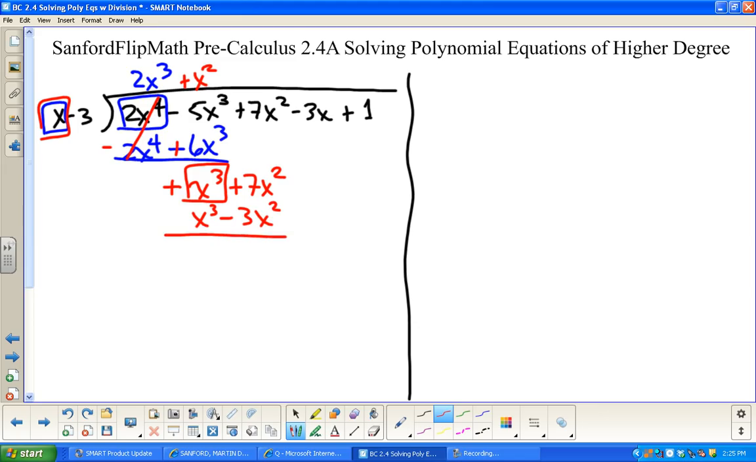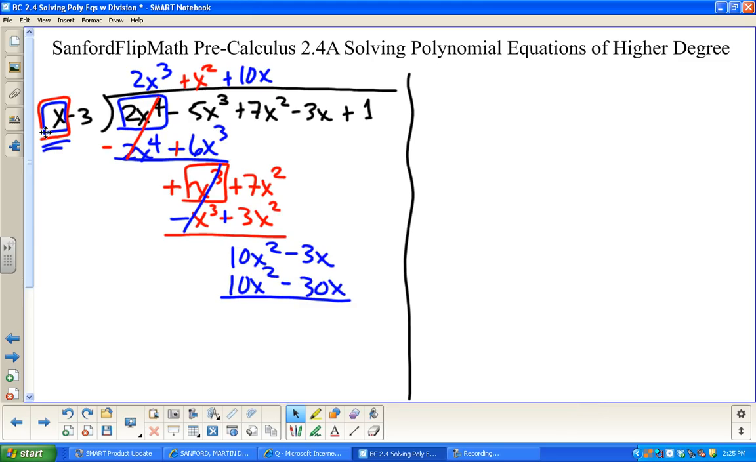Okay, and then we're going to add the opposite. Goodbye to u. This is now 10x squared. Bring down the minus 3x. Okay, so again, x, so that's 10x times x. 10x times negative 3. Okay, and again, we're adding the opposite.